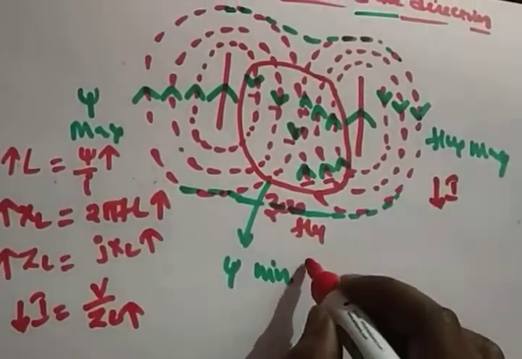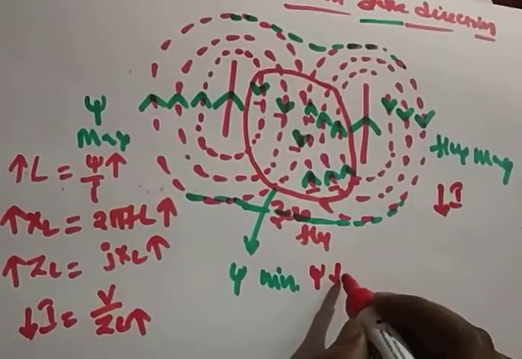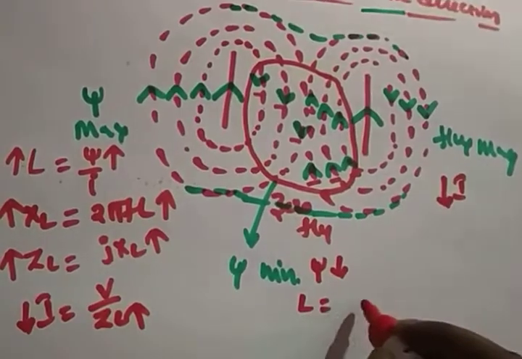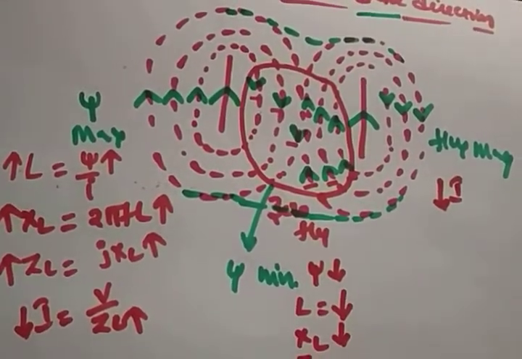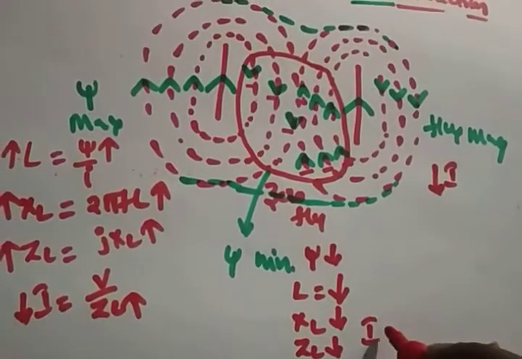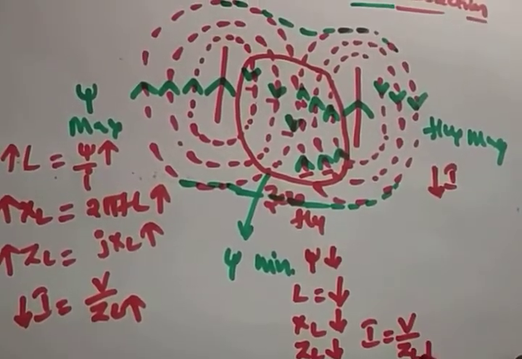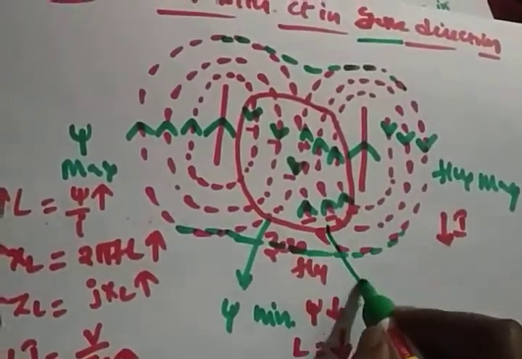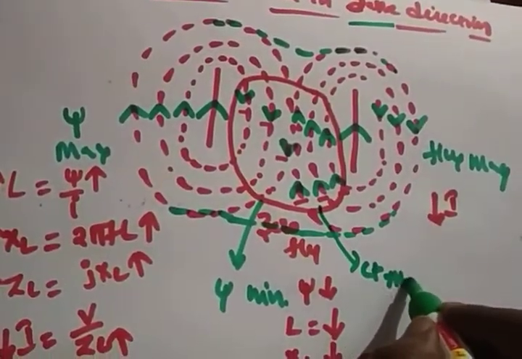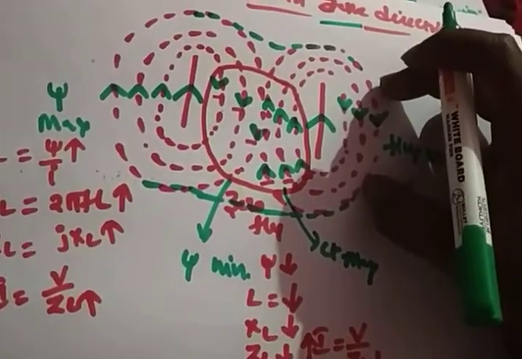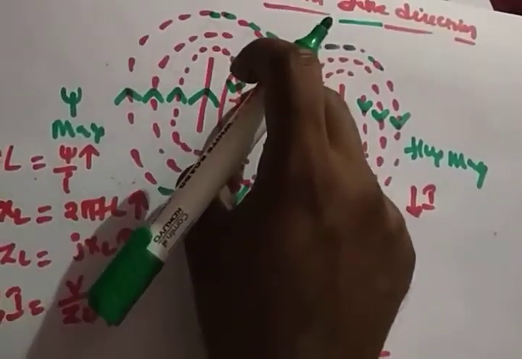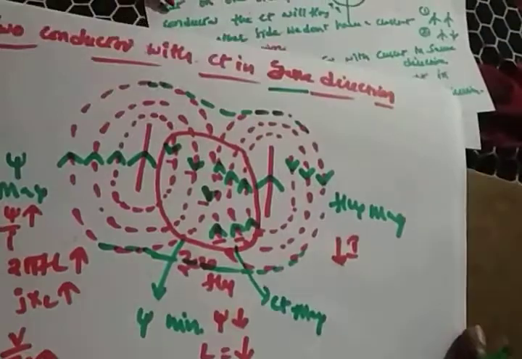If the flux is minimum, that means what about the inductance? Inductance is minimum. XL is minimum. So ZL is minimum. So what about the current? V by ZL, ZL is minimum, so the current will increase. Here you will get the current value. Current is a maximum current. Right? On one side of the conductor we don't have any current. On the other side of the conductor you are having the current. Now we'll see how the situation will be.